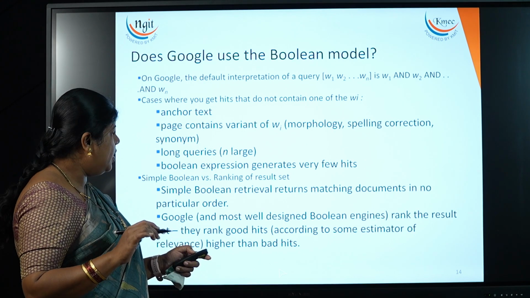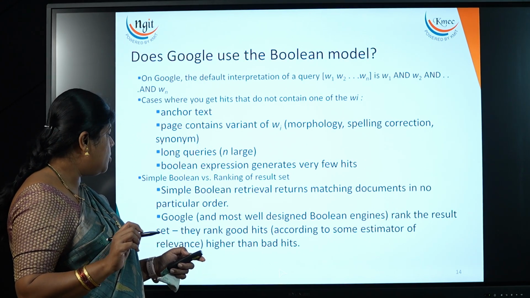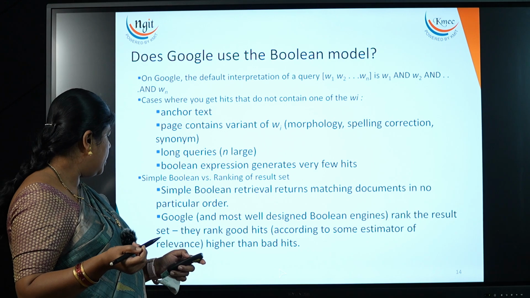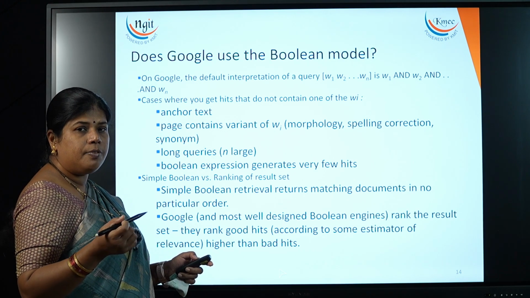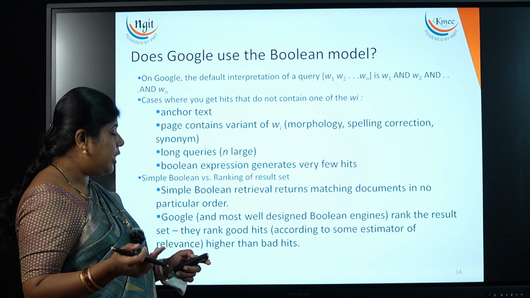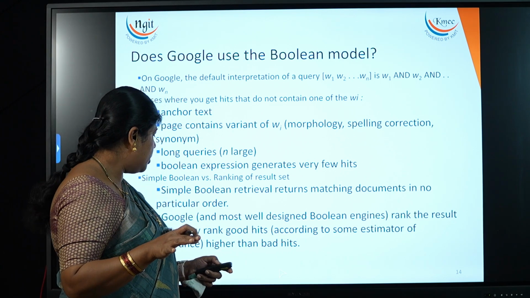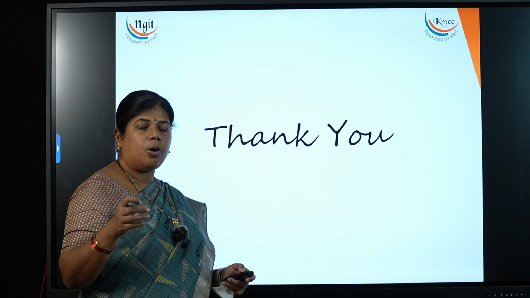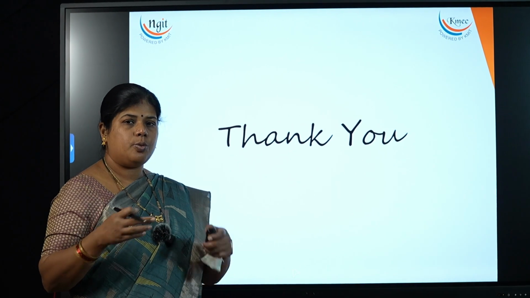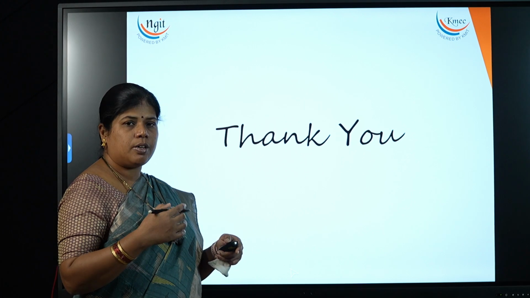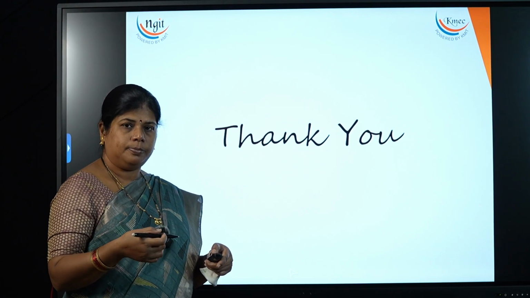Google will rank the results based on good hits. Good hits means those which are more relevant. And how do you decide it? Based on a relevance estimator. So this is all about how a query is processed using your inverted index, and we have even seen one example of Google. Thank you.